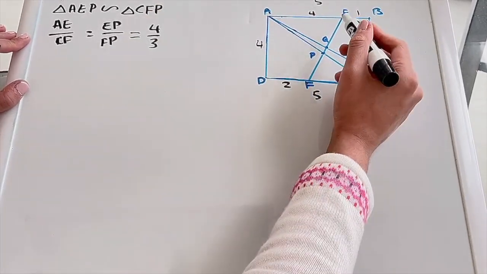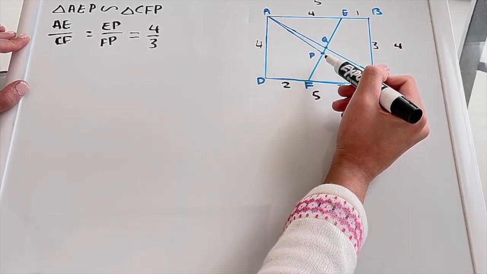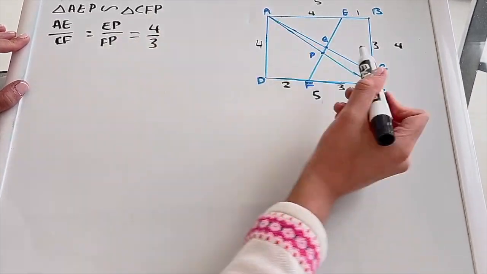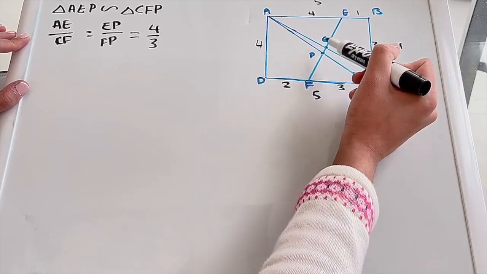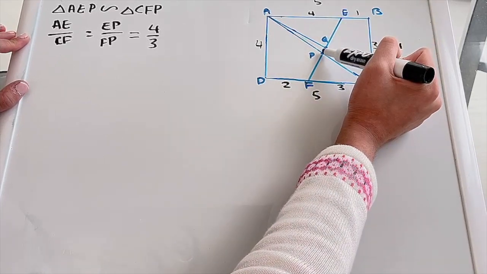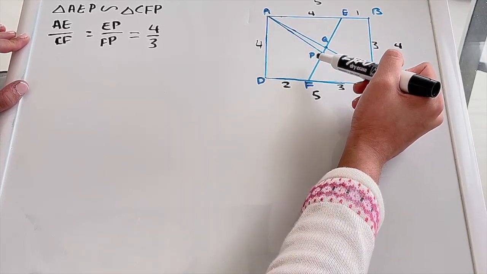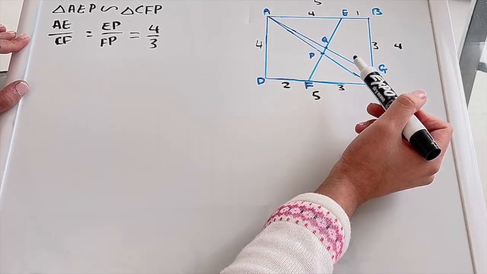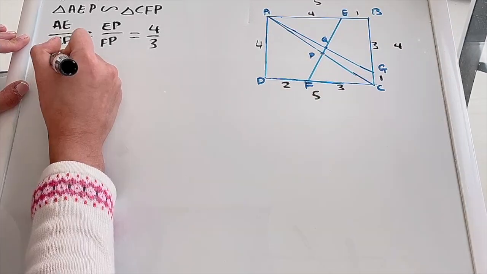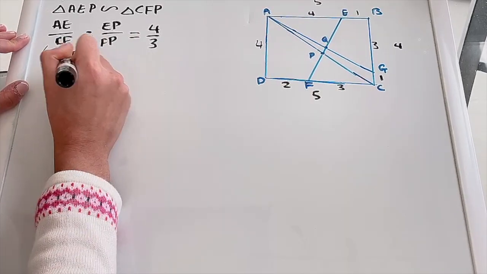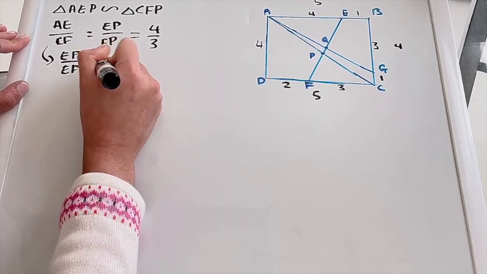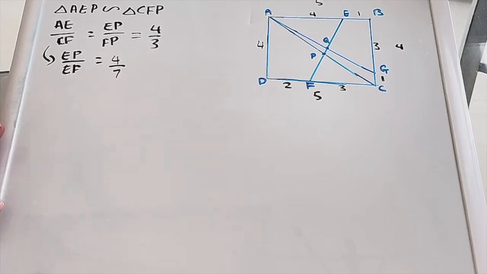So if we're looking at EP over EF, since we're trying to find PQ over EF, if we can find the ratio of EP over EF and then find EQ over EF, subtracting them will get us PQ. From this, we can get EP over EF. This would be 4 over 7.